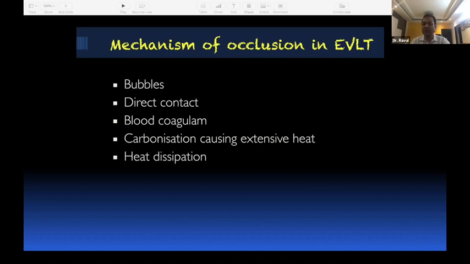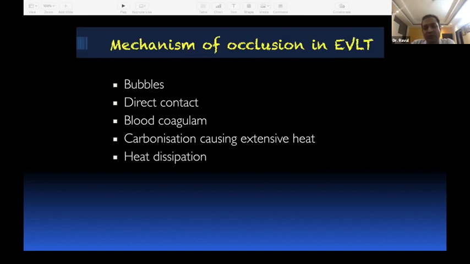So now I put in 3-4 slides. When I went through all the literature and whatever knowledge I had, there were a lot of things which I could not understand. When we look into all the publications on endovenous laser therapy, we still don't know how the laser therapy closes the vessel. There are basically 5 mechanisms which have been published.